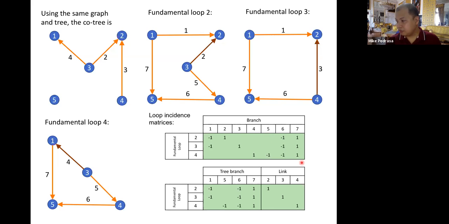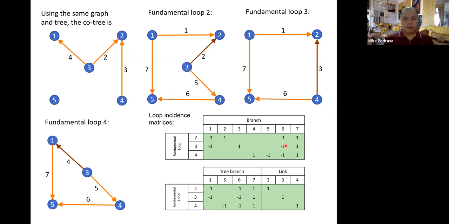Kahit yes. Okay? Essentially, what I'm saying here is that these are the branches that will belong to the loop. So for example, skip natin yung fundamental loop number 2. Say fundamental loop number 3, this one. So the branches that are there are branches 3, 1, 7, and 6.